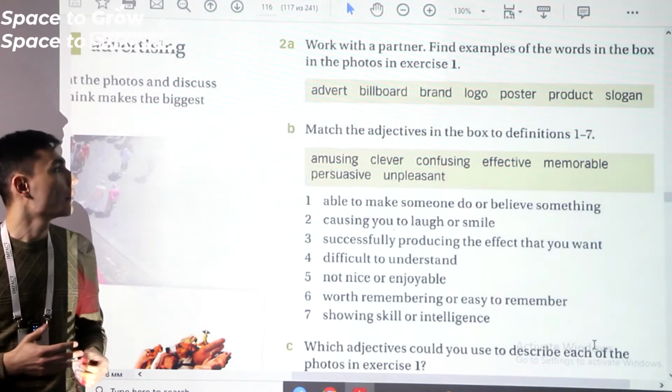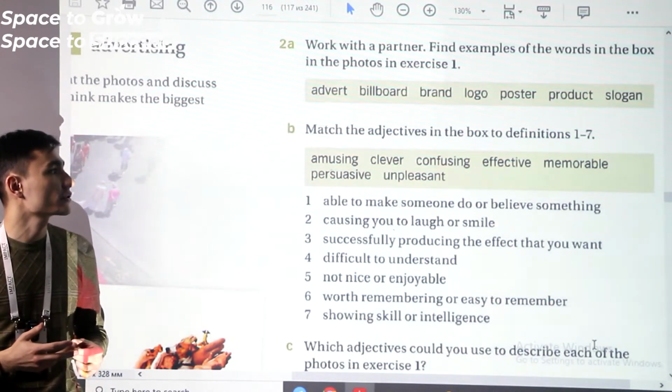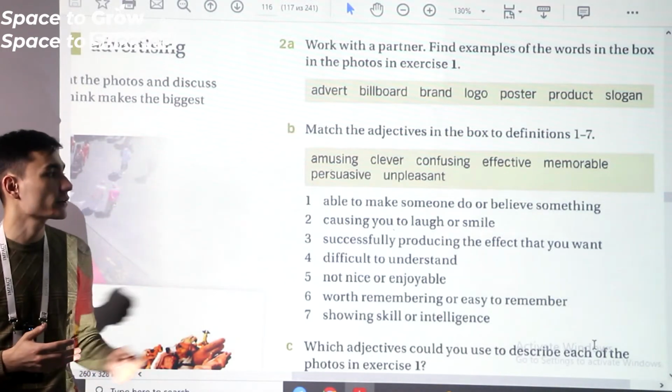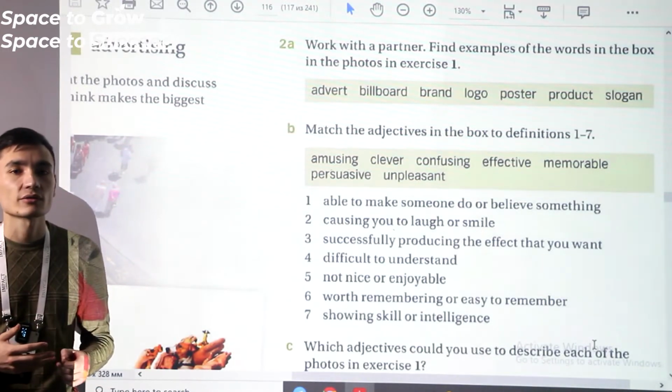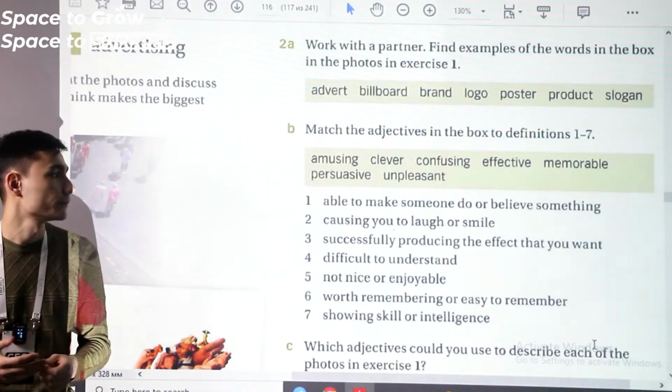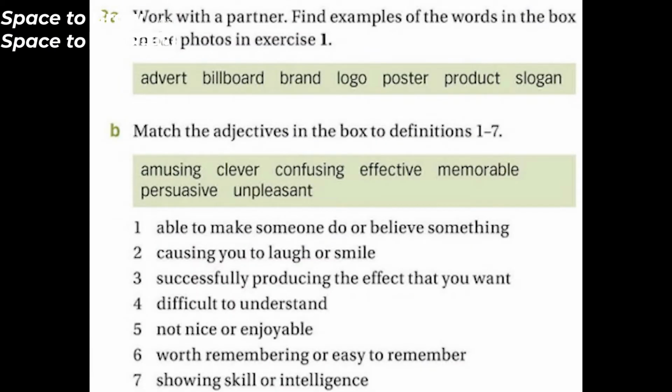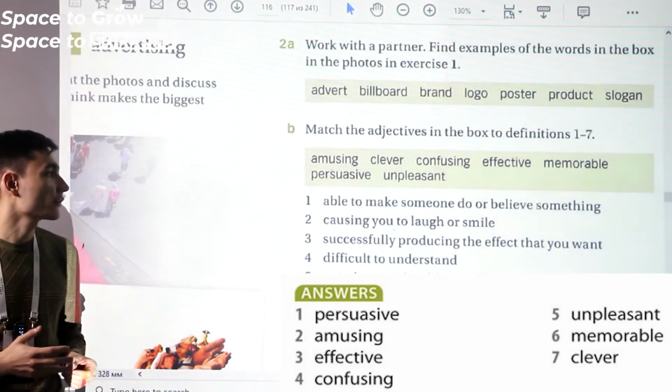Exercise 2B. Match the adjectives in the box to definitions 1 to 7. Pause the video and try to match the adjectives and definitions on your own in a written form. And now let's check the answers together.